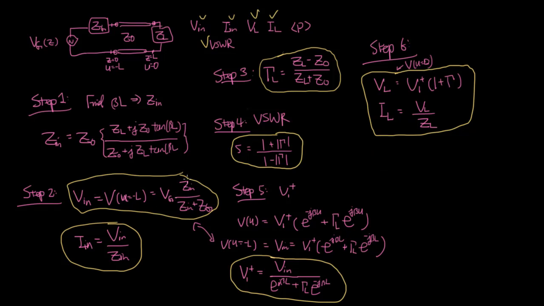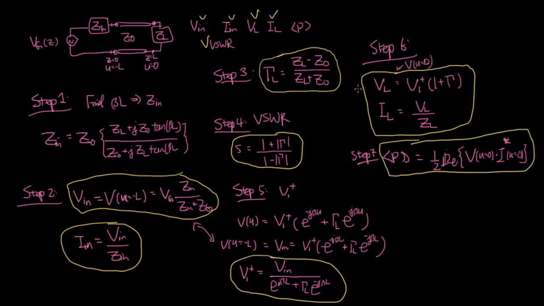Finally, the last thing is to find the time average power. Step 7. Time average power is going to be equal to 1/2 the real part of the voltage at the load, so u equals 0, times the current at the load, u equals 0. But don't forget the conjugate. And once you have these two complex quantities of the voltage at the load and the current at the load, you just plug it into this formula, and that will give you the time average power that's actually delivered to the load.